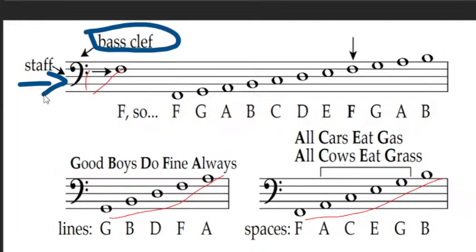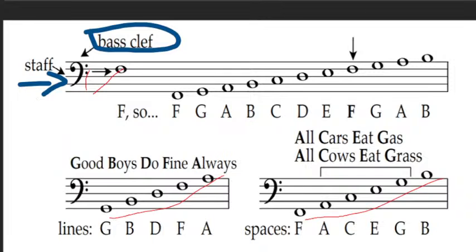So if you want to memorize the notes on the lines, you say good boys do fine always. That's G, B, D, F, A. Every good boy does fine always. Or when you look at the spaces, we have A, C, E, and G. That's why I say all cars eat gas, or all cows eat grass.